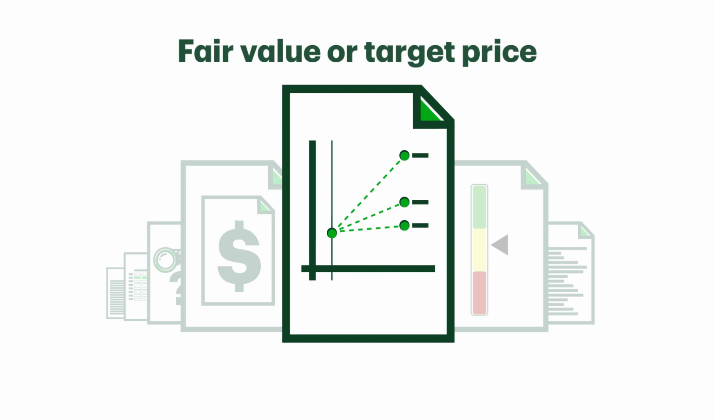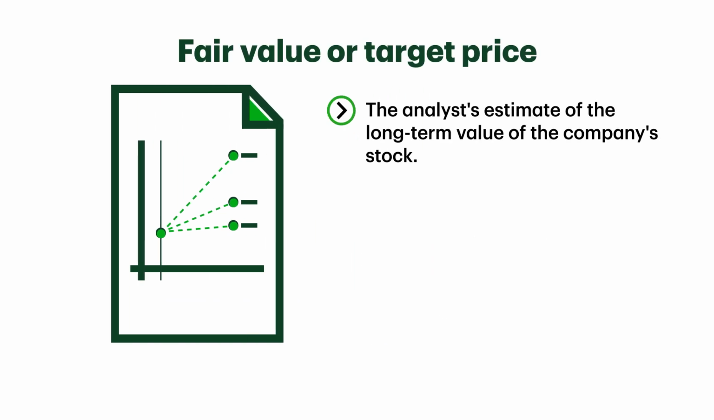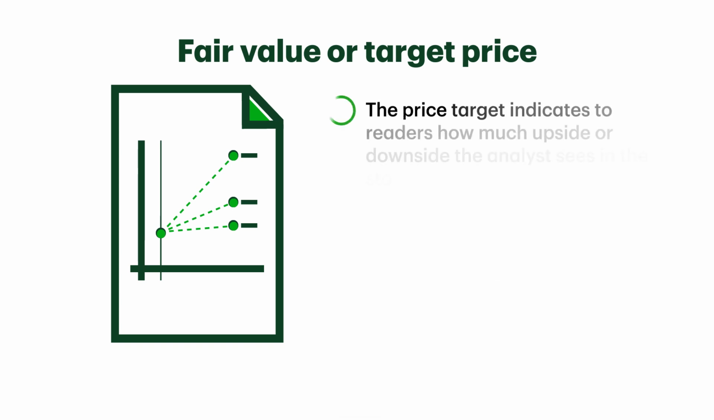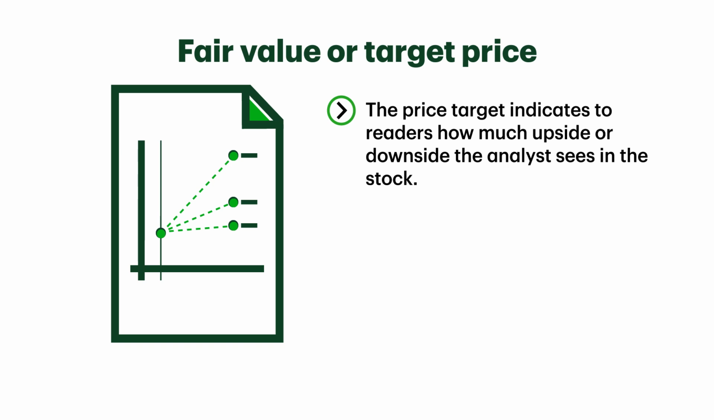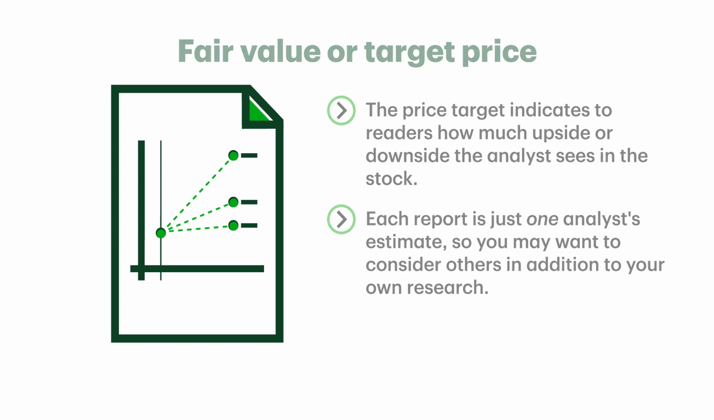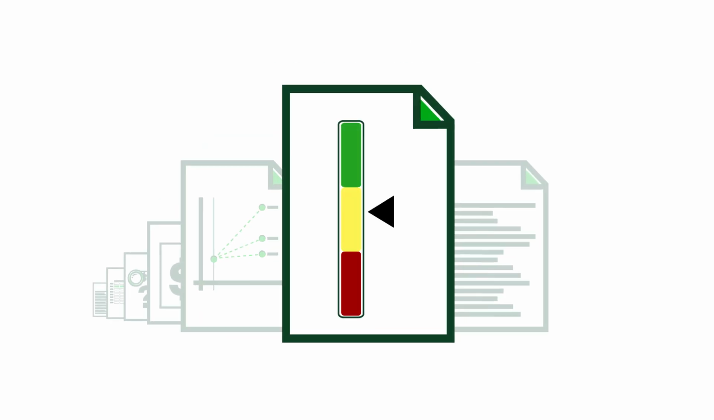The fifth section we'll touch on is the fair value or price target. This figure is the analyst's estimate of the long-term value of the company's stock. It's calculated by estimating the company's future cash flows while adjusting for various uncertainties that could throw it off course. The price target indicates to readers how much upside or downside the analyst sees in the stock. Keep in mind that each report is just one analyst's estimate, so you may want to consider others in addition to your own research. The sixth part is the recommendation.